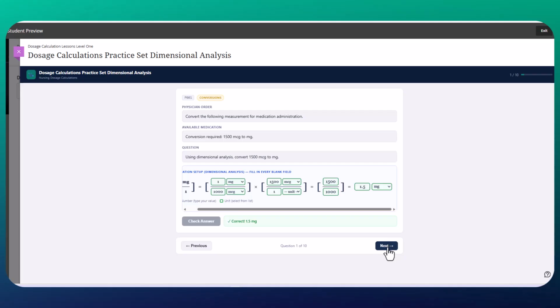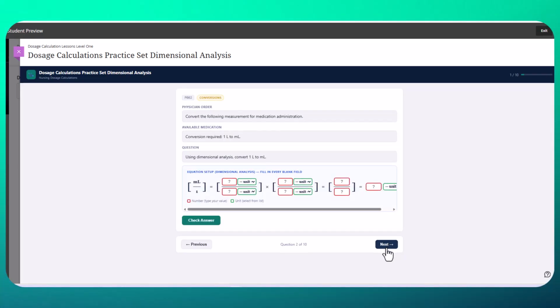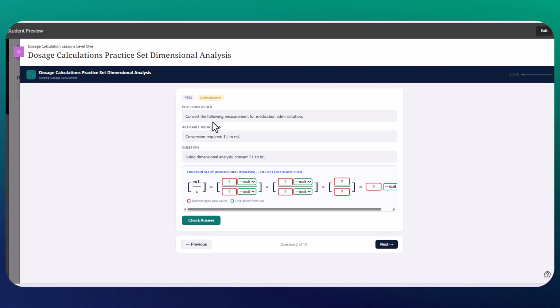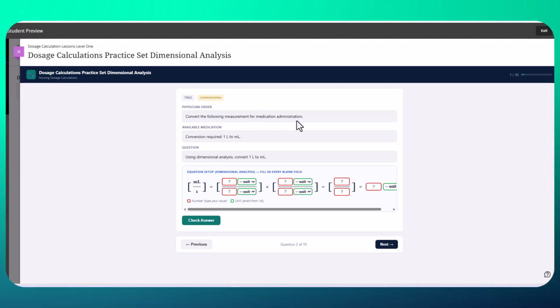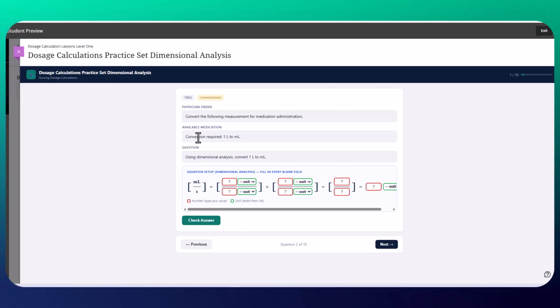Down here on the right is next. So click next. All right, next problem. Here we go. Physician order. Convert the following measurement for medication administration. Available. Conversion required. 1 liter to milliliters. Milliliters just being the measure, not the numeral 2. Question. Using dimensional analysis, convert 1 liter into milliliters.